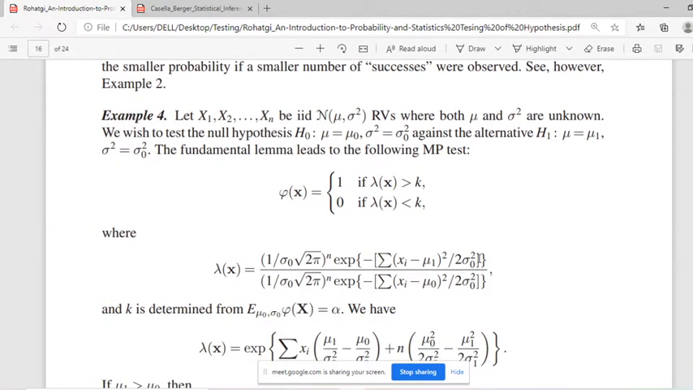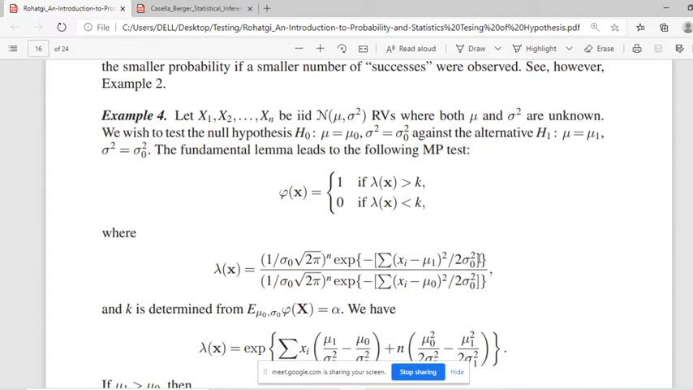now we consider another problem. Let x1, x2, ..., xn be IID normal N(mu, sigma square) random variables. Both mu and sigma square are unknown. We wish to test the null hypothesis H0: mu equal to mu naught, sigma square equal to sigma naught square, against the alternative H1: mu equal to mu1, sigma square equal to sigma naught square.